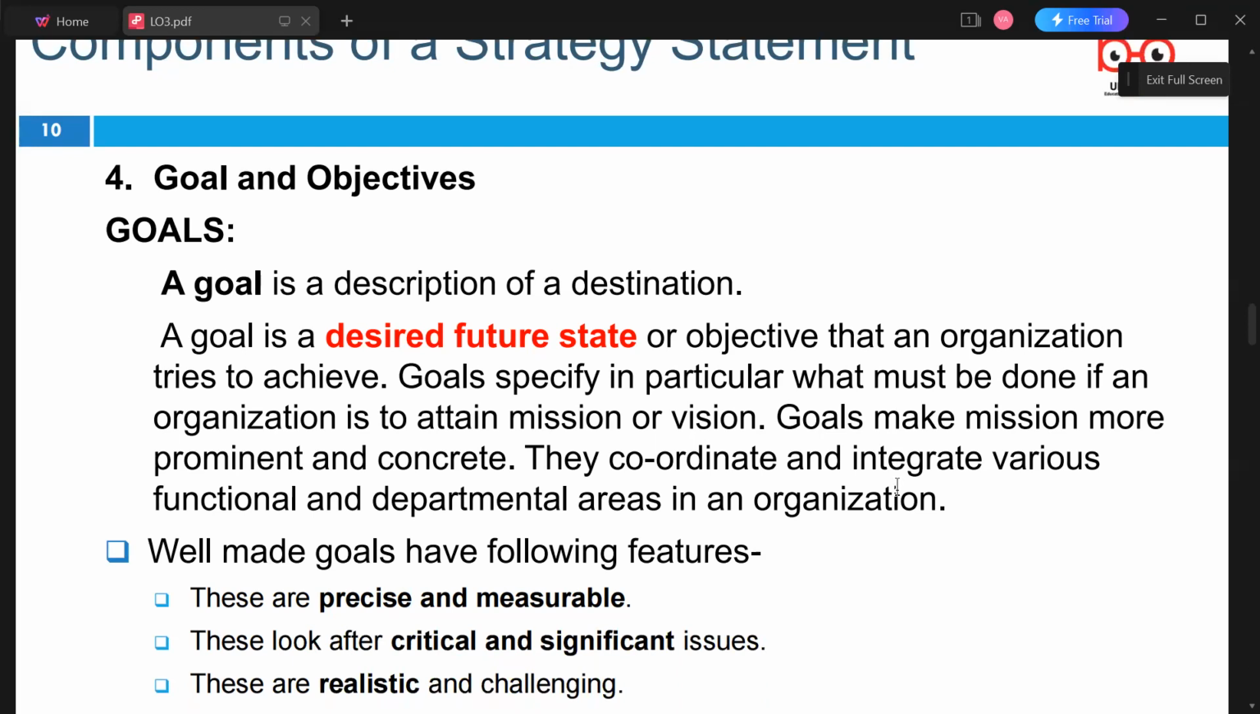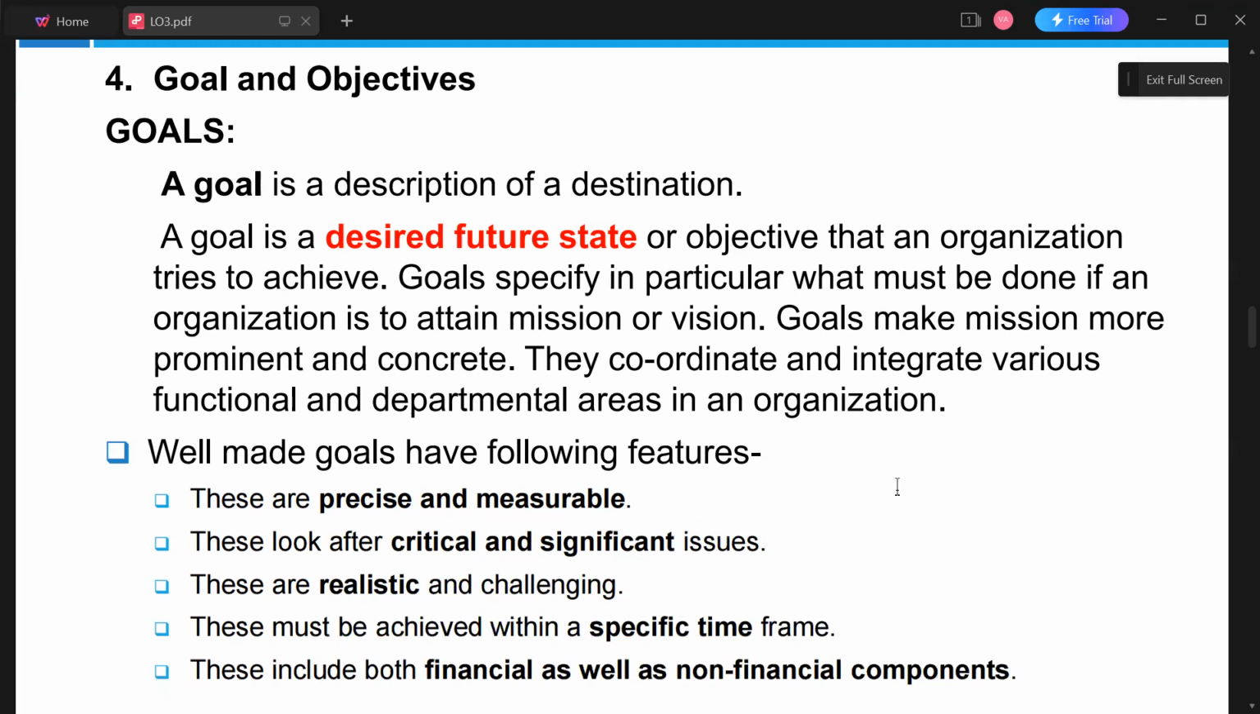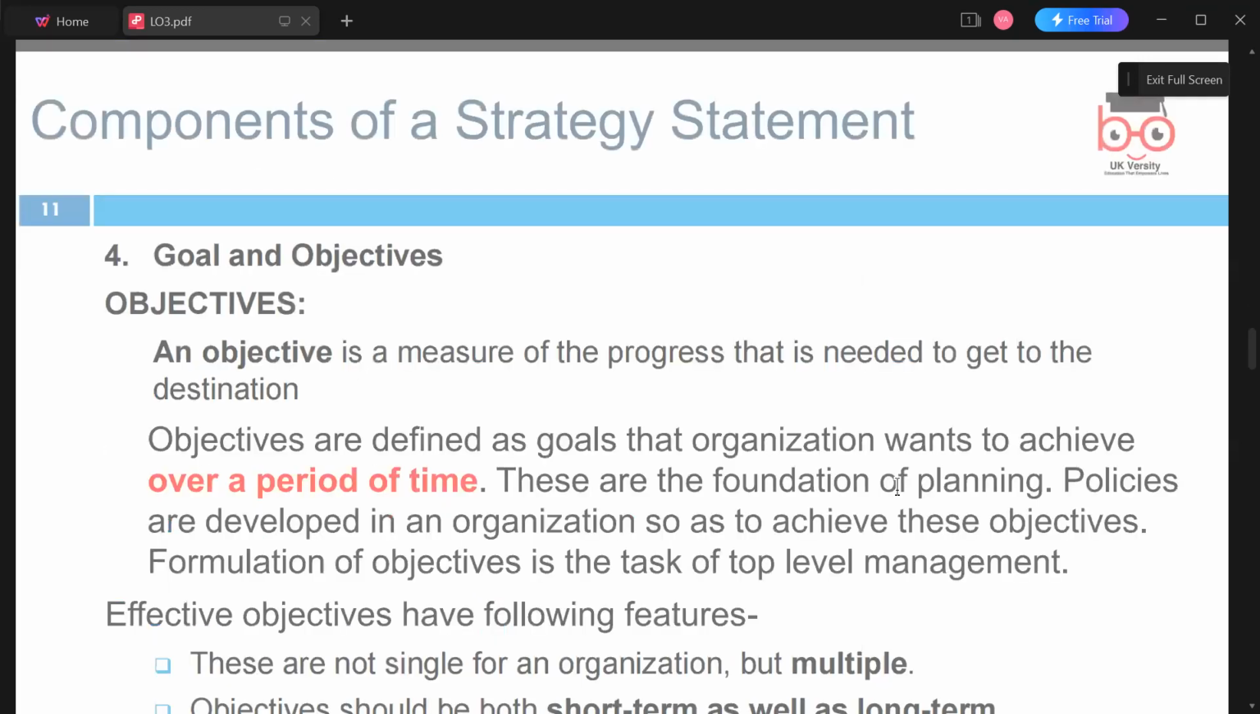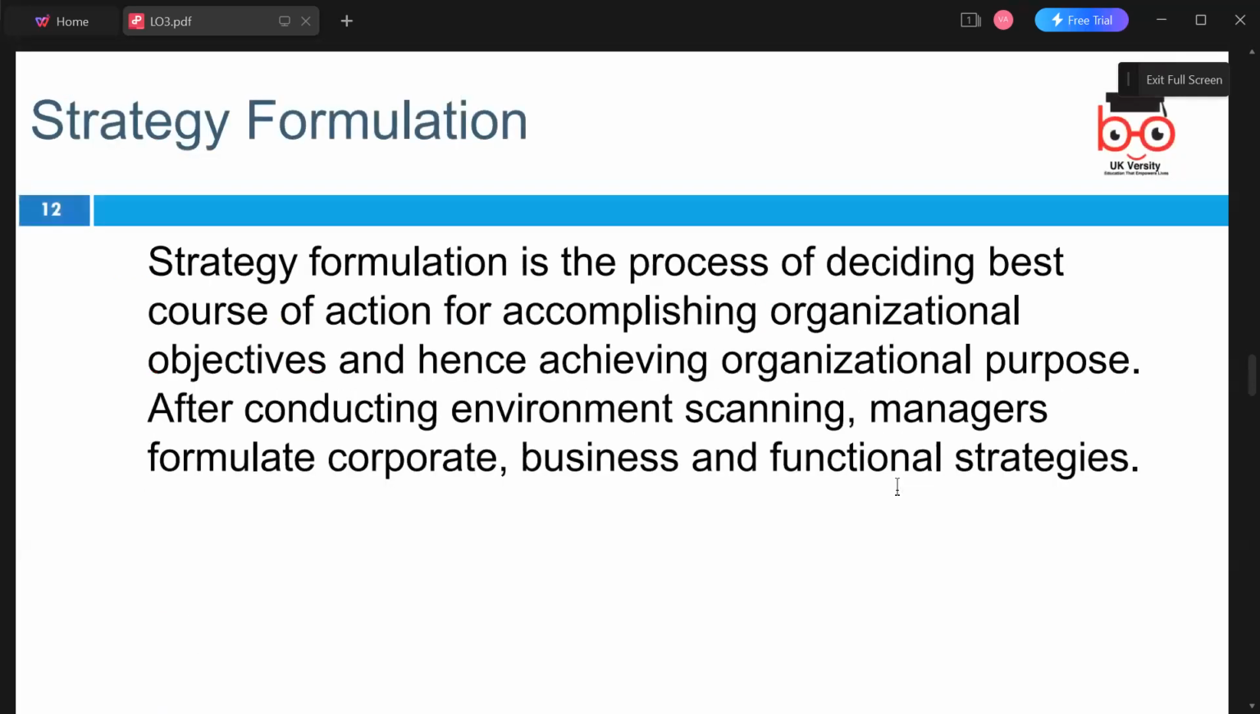And as I said, tangible, which is a good synonym of objective. By this, we can now see how we have performed over the years. So objective is a measure of the progress that is needed to get to the destination. The objectives are defined as goals that an organization wants to achieve over a period of time.